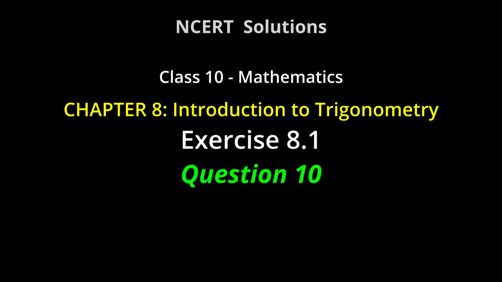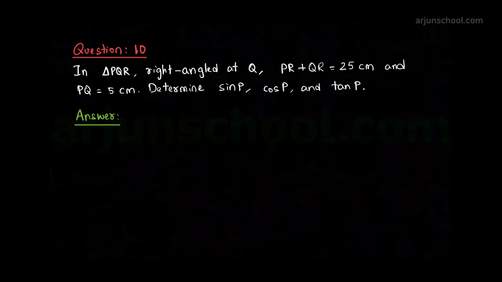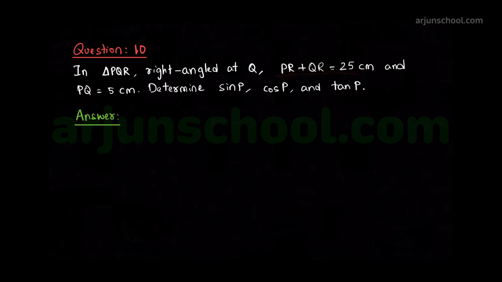NCERT Solutions, Class 10, Maths, Chapter 8, Exercise 8.1, Question 10. In triangle PQR, right angled at Q, PR plus QR is equal to 25 centimeters and PQ is equal to 5 centimeters. Determine sin P, cos P and tan P.